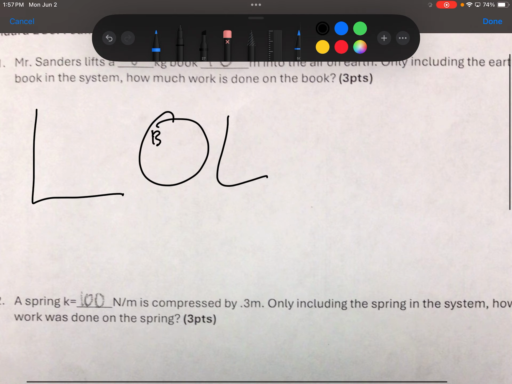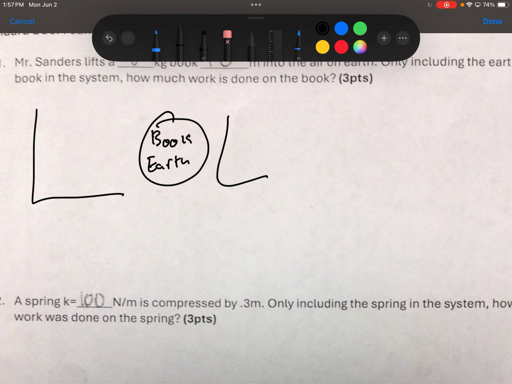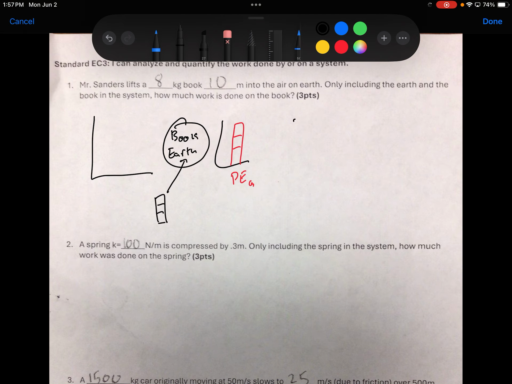Now, we have the book and the Earth in the system. The person is not in the system, right? So what kind of energy gets added to my book? It's gravitational potential, PEG. Now, that energy has to come from somewhere. That energy is my work. So work, in this case, is just equal to PEG, which is mgh. So just plug in your values for mgh, and you get your work.